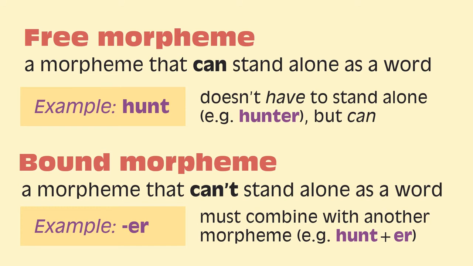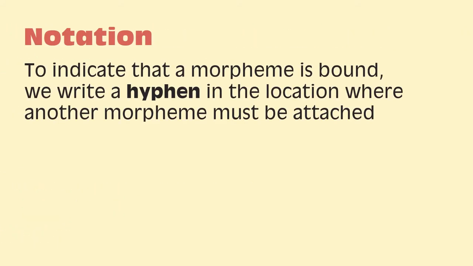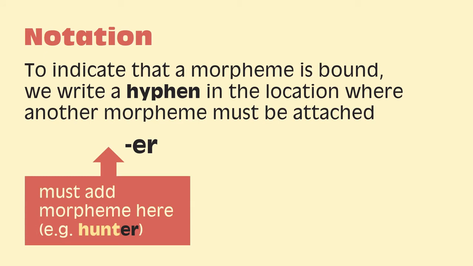There's a simple notation that we use to indicate that a morpheme is bound. We write a hyphen wherever another morpheme has to be attached. For the morpheme -er we write a hyphen on the left side, because something needs to be attached here, as in hunter. For the morpheme un- we write a hyphen on the right side, because something needs to be attached here, as in unhappy.